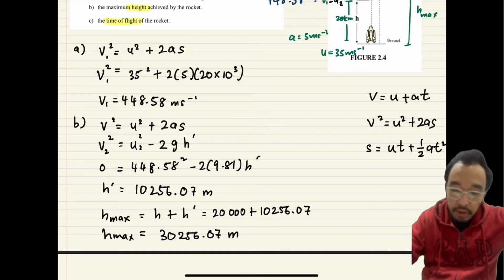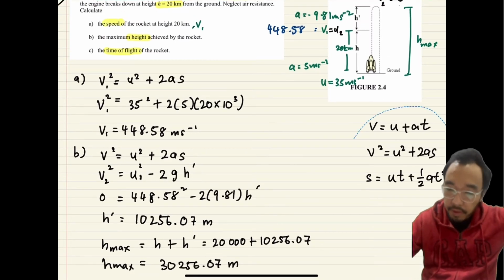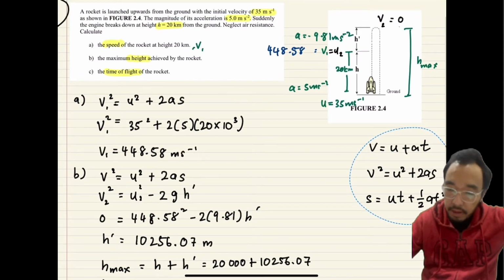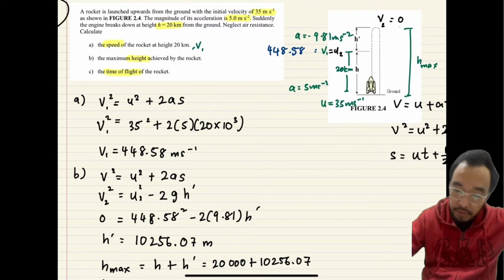Okay, the last question is question C, the time of flight of the rocket. Okay, time of flight. Put this one a little bit further up so that I can solve question C.